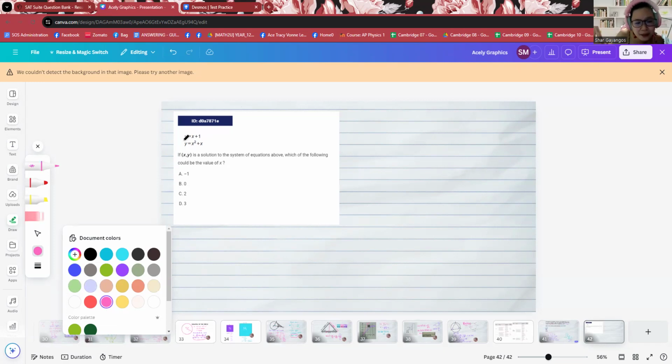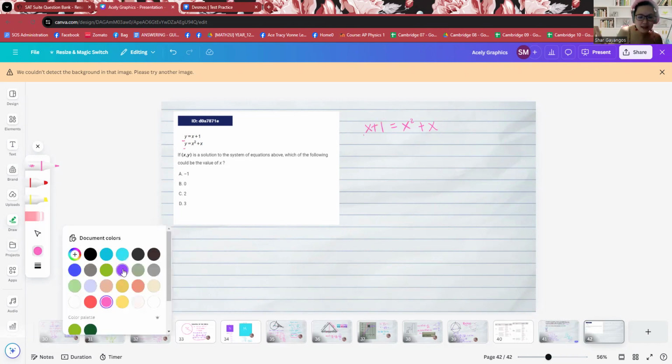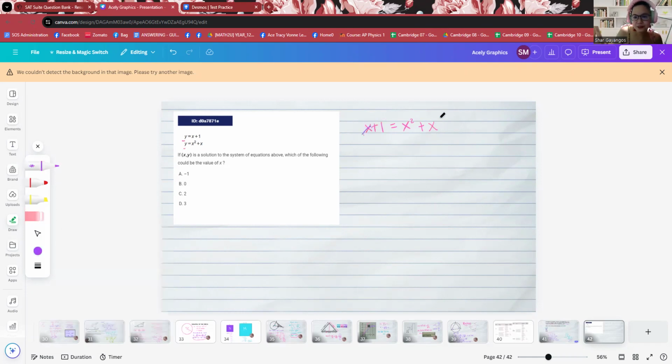Okay, as you can see, both sides have y on the left-hand side. So meaning these two expressions, they should be the same, right? So let's go ahead and equate the two of them. So that's x plus 1 equal to x squared plus x. Okay, and from here, we can actually simplify this equation. There's an x here and an x on the other side. So that cancels out, right? So we're left with this equation if you simplify it.